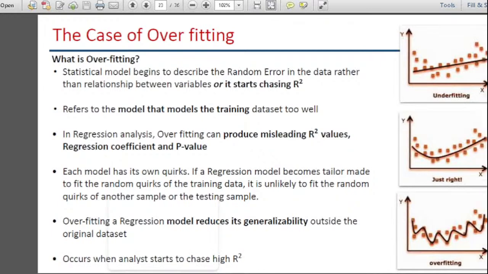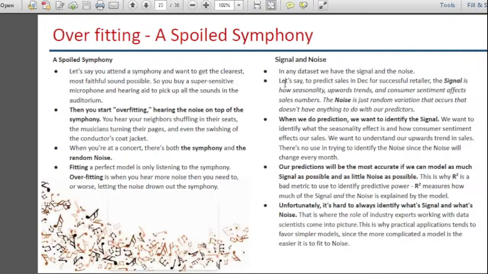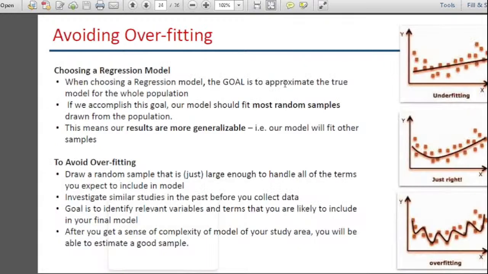Okay, case of overfitting. I've just given an example of how in real life we try to chase overfitting. You can read through it later. Now, coming to how you can avoid overfitting. Very important: choose a regression model. When choosing a regression model, the goal is to approximate the true model for the whole population.